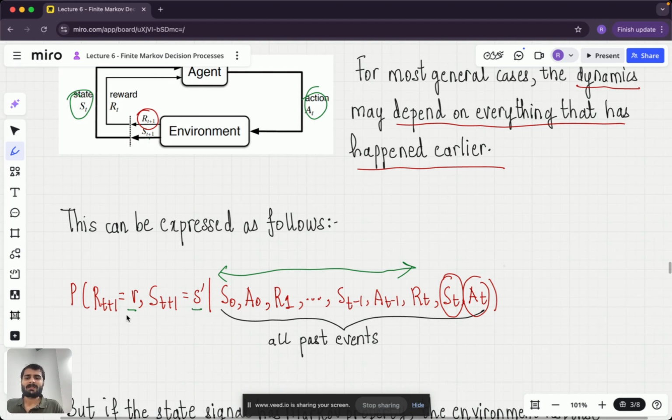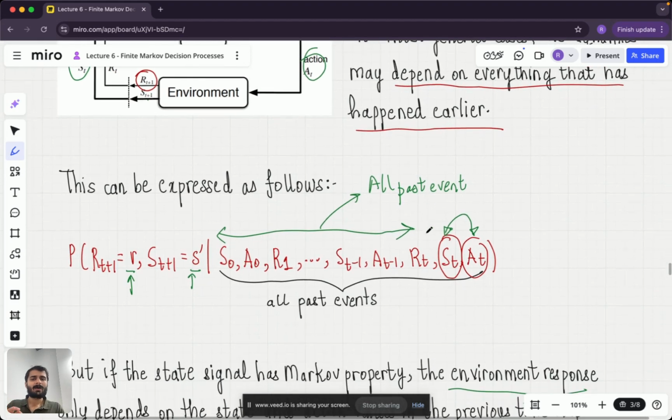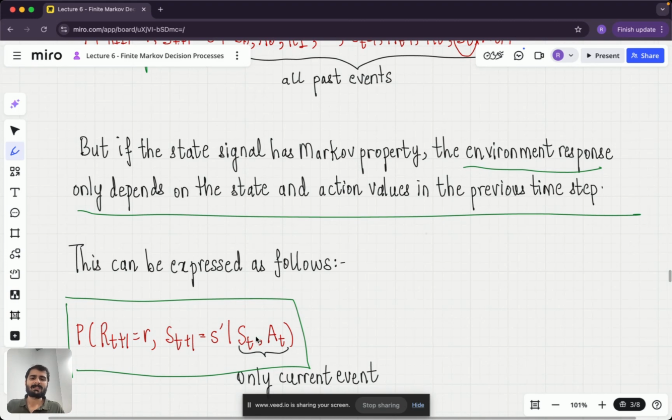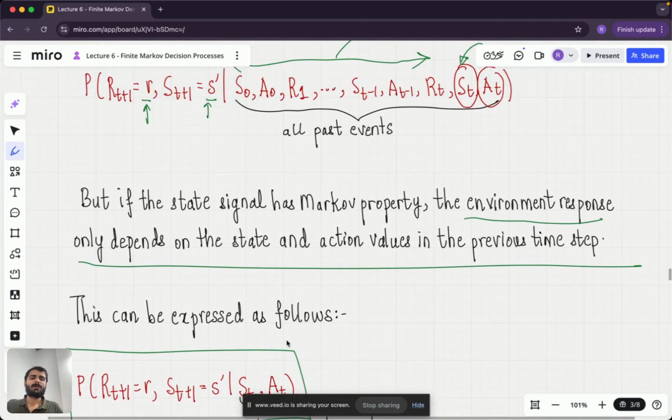Now what we are saying is that the reward and the state are not only dependent on the current state and the current action, but are dependent on all these past events: S0, A0, R1, S1, A1, R2, S2, A2, R3, etc. But if the state signal has the Markov property, then all we need is S_t and A_t. We do not need the information that is stored in all the past events.